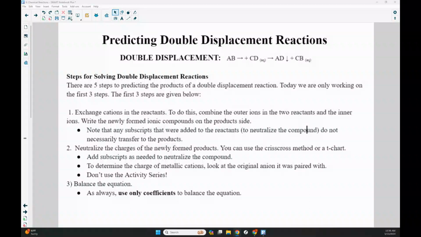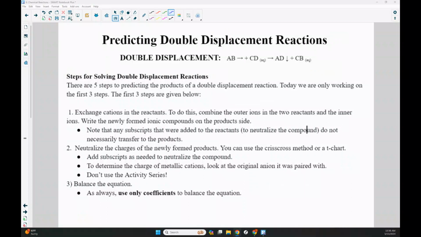Hello, chemistry, Mr. McKee here, and today we're going to talk about predicting double displacement reactions. This is actually going to be kind of a two-part process. We're just going to do the first part today, in which we focus on the mechanics of the displacement.